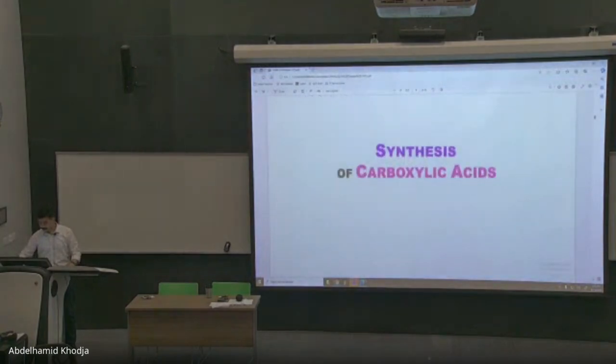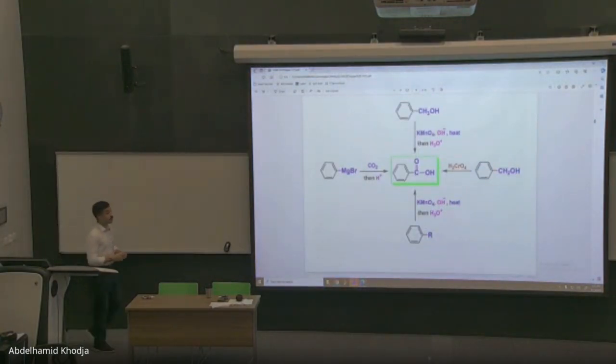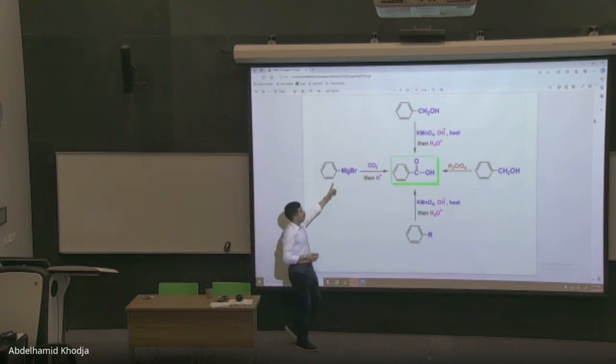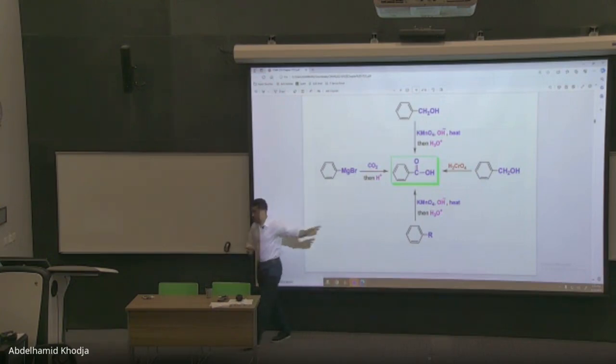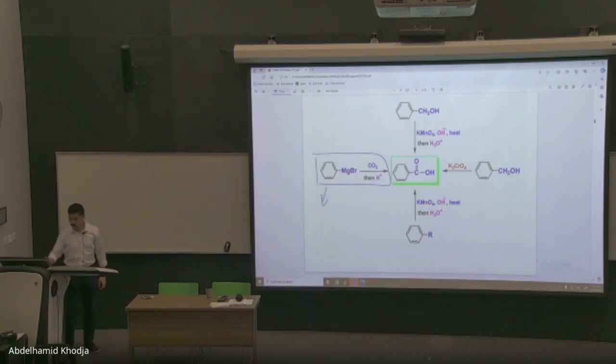Okay. Synthesis. How do we synthesize carboxylic acids? This is the beauty of this chapter. Reactions are recycled from every other chapter that we've looked at in the past. Where have we seen this before? What is this called? Grignard's reagent, we've seen this in that big scary diagram that he gives you in chapter 15.